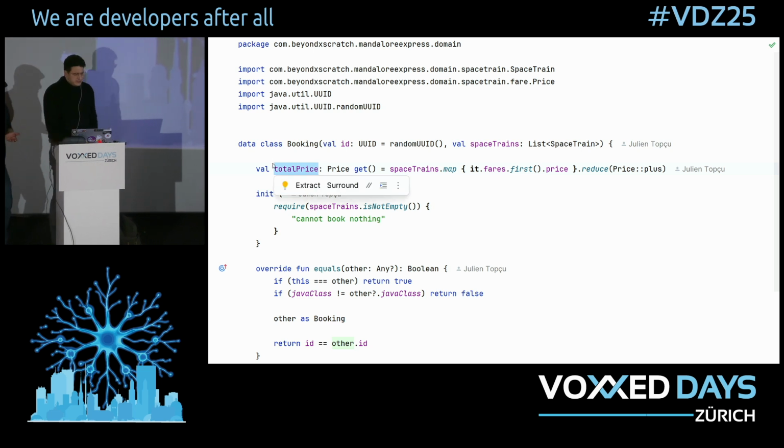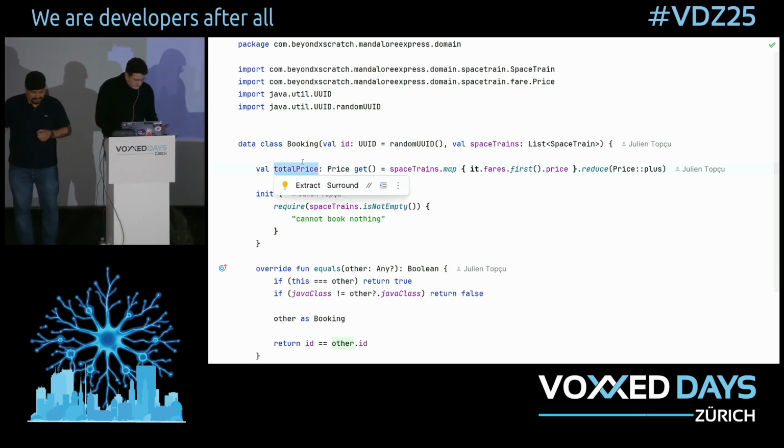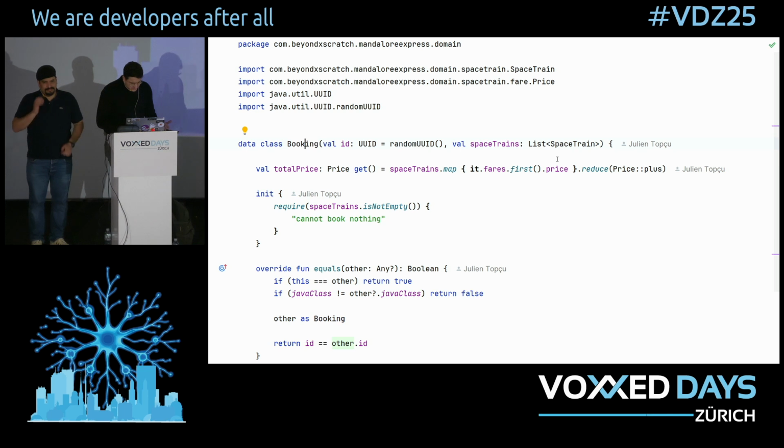Well, it does only one thing, but clearly it's doing it really weirdly. To compute the total price of the booking, you need for each space train to add the price of the first of the fares. What does that mean, the first of the fares? Come on.